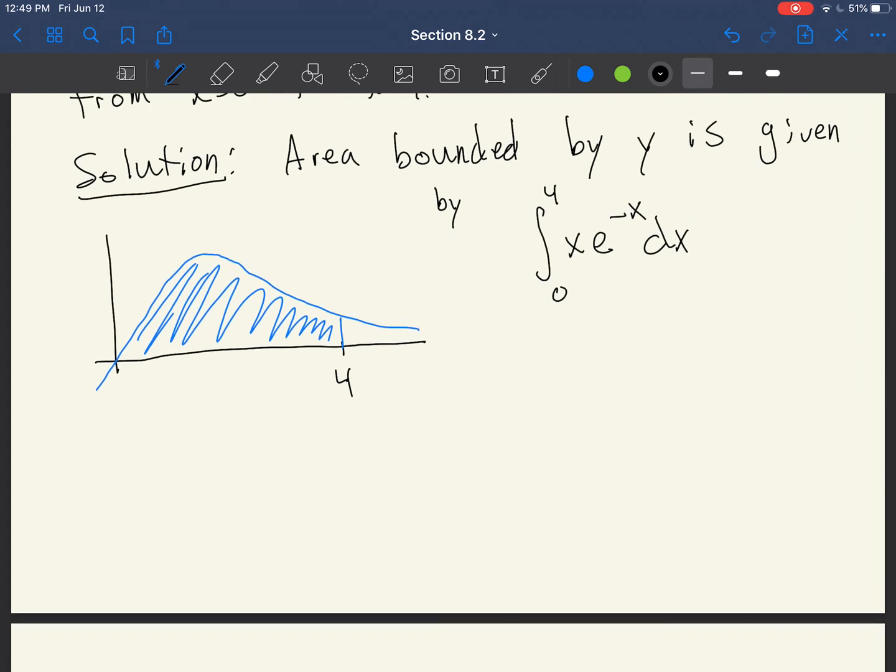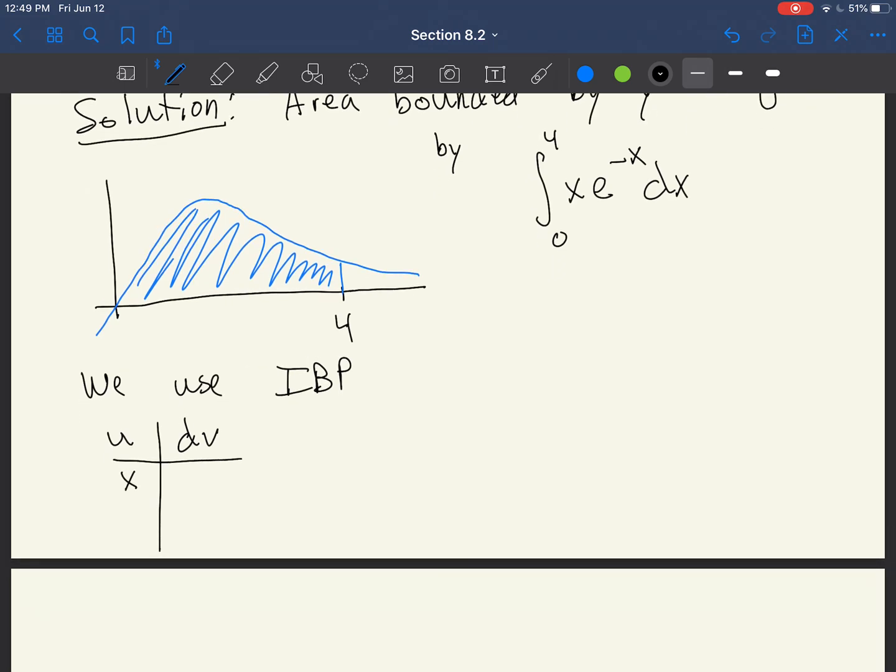We have a product of two functions, so we're going to use integration by parts. In this case, similar to the last example, we're going to let u equal x and dv equal e to the negative x. Differentiate u, you get x, 1, 0. Integrate e to the negative x. You get negative e to the negative x, and then e to the negative x.